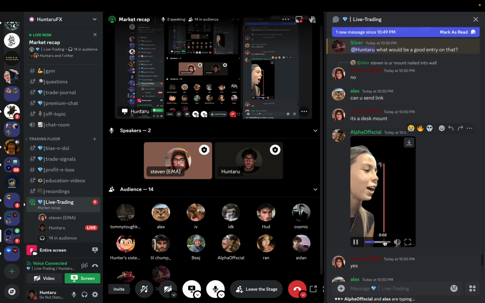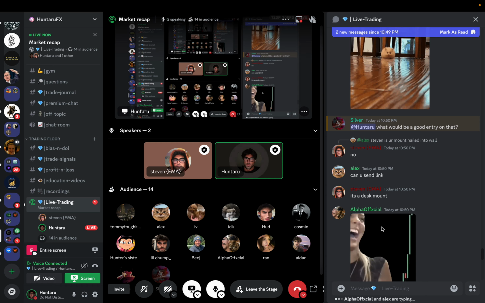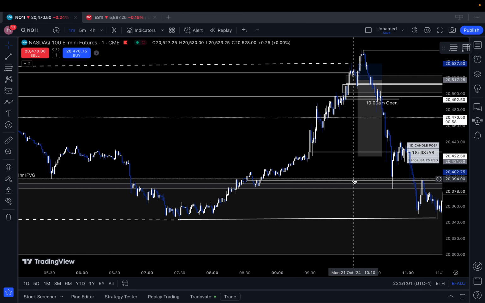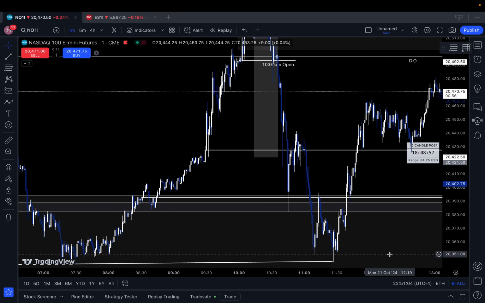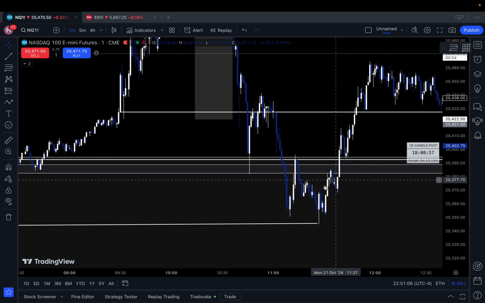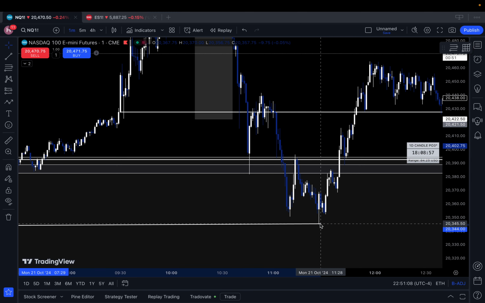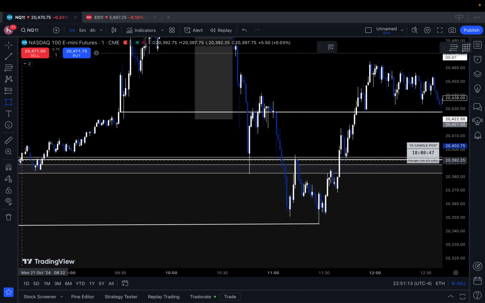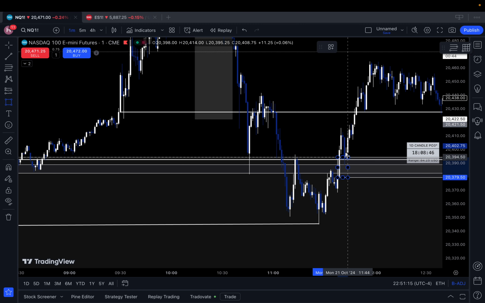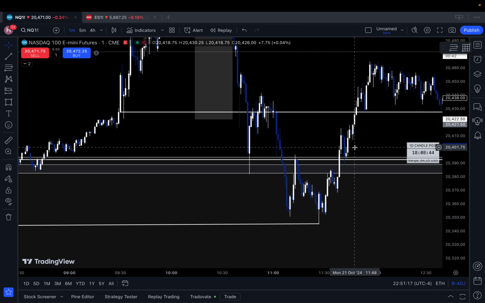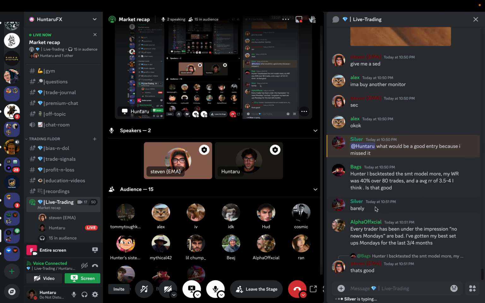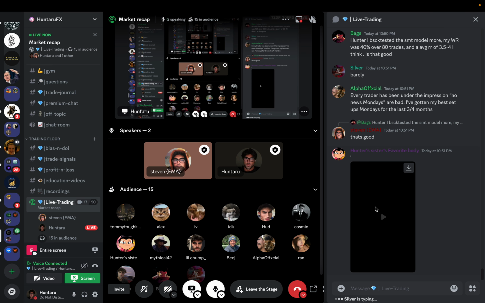Oh, you gotta give him that hook. Bro, would have been a good entry. This one right here isn't bad, but I probably would have taken this one, because I would have waited for more structure, and then off this, probably this one's the best one right here. It's for value add. That's very good, bro.